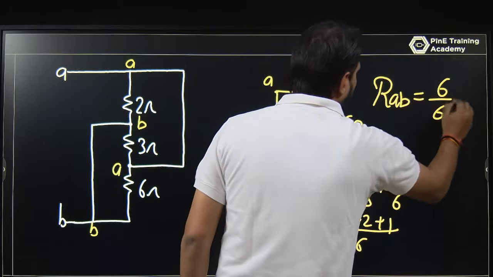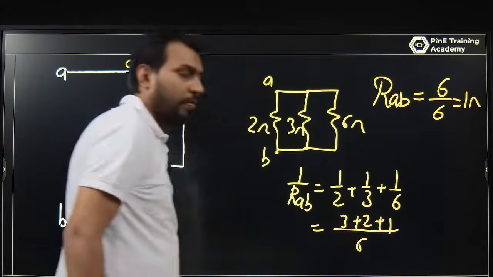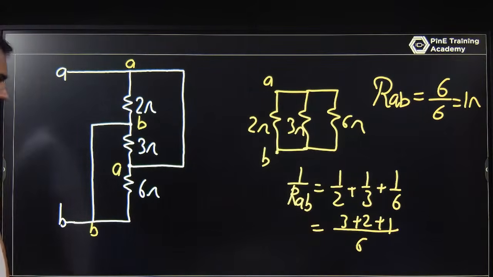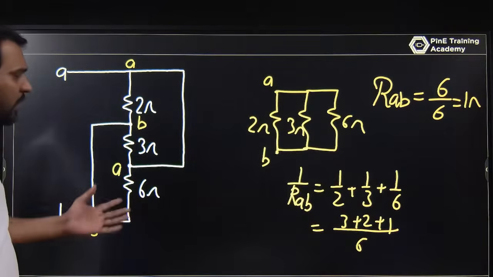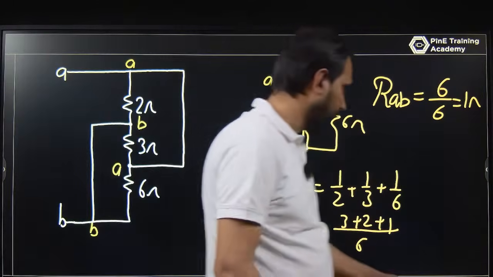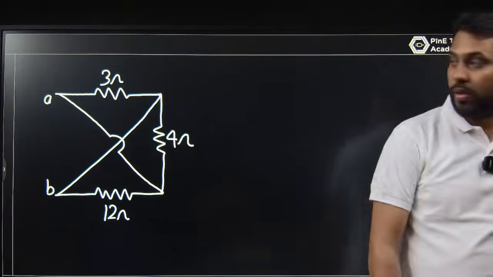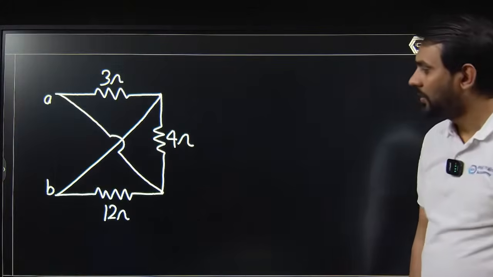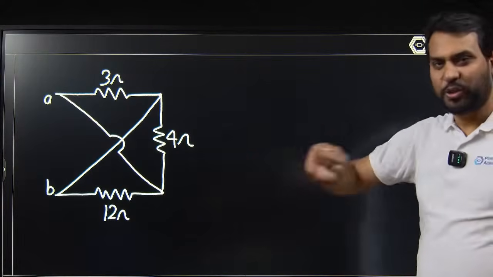6 by 6, that is 1 ohm. Okay, so this is the way you can solve that question. Take your time and solve this question.